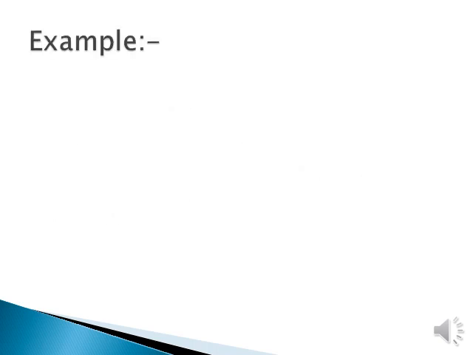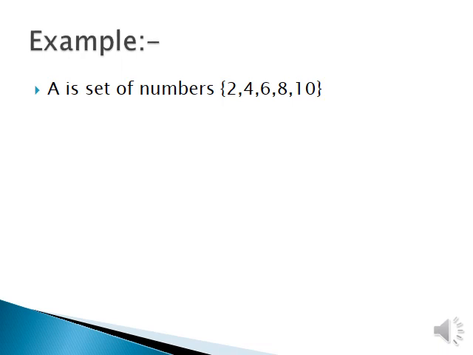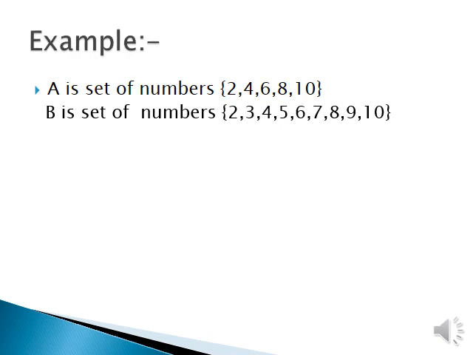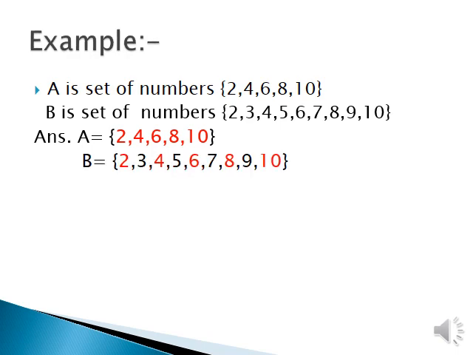We'll see one example here. A is the set of numbers 2, 4, 6, 8, 10. B is the set of numbers 2, 3, 4, 5, 6, 7, 8, 9 and 10. Now here, in set A, I have mentioned the elements in red color. In set B, if you observe properly, the elements which are present in A I have also mentioned in red color. As the elements present in set A are totally present in set B, set A is a subset of set B.